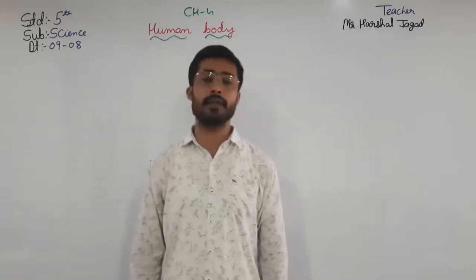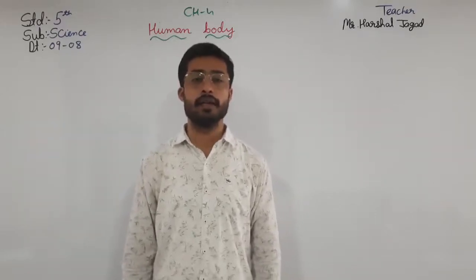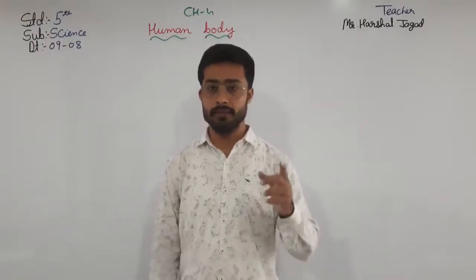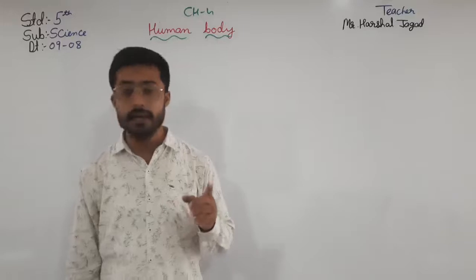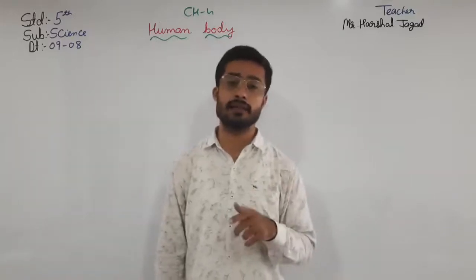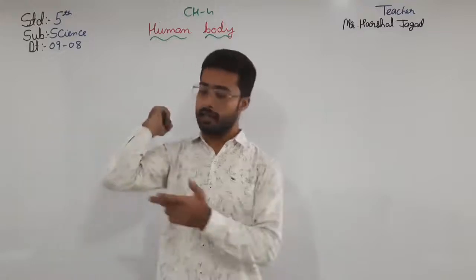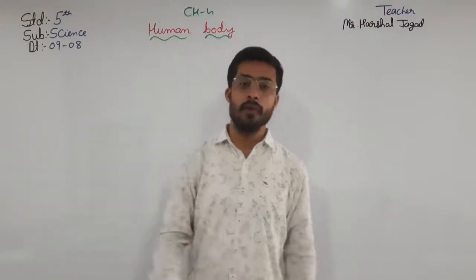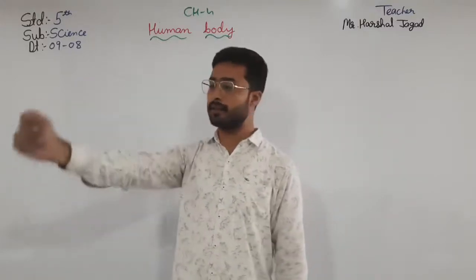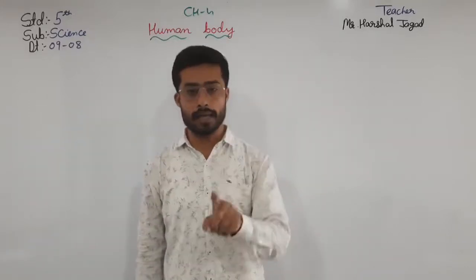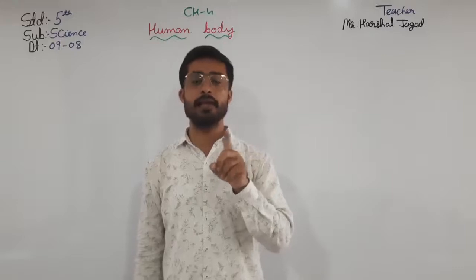First is the hinge joint. So what is that? You can see here it is written, this joint can move only in one direction, like this. Talking about the elbow and knee, we can see they can be moved only in one direction. That is the hinge joint.